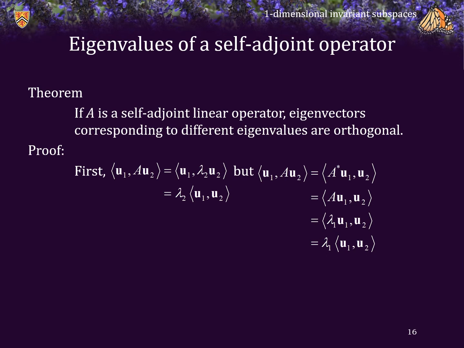On the other hand, the inner product of U sub 1 and A times U sub 2 is also equal to the adjoint of A applied to U sub 1 inner producted with U sub 2. But the operator A is self-adjoint, and consequently that is equal to A times U sub 1 inner producted with U sub 2. And because U sub 1 is an eigenvector, that equals lambda 1 times U sub 1 inner producted with U sub 2.